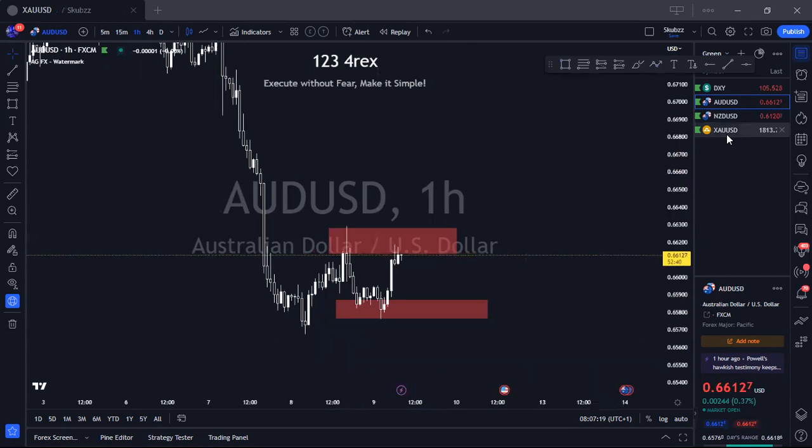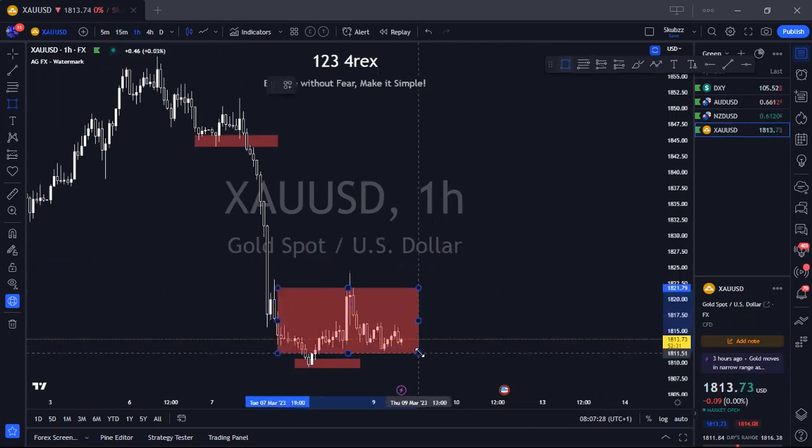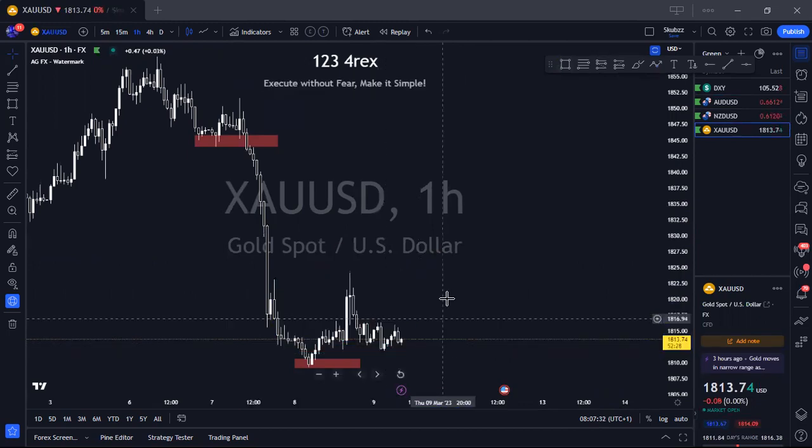Then gold. Let me see, is gold doing anything? Nah, gold too is not doing anything interesting. This one is not even a range. It's just moving very flat. So for now, honestly, there's nothing really. It's just wait for the news.